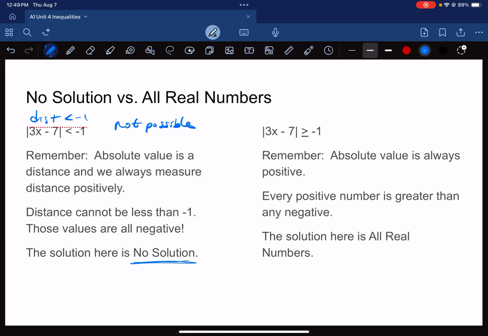Okay? This question over here says that absolute value, which is distance, is greater than or equal to negative 1. Well, since absolute value is always positive, every positive number is greater than any negative. So all real numbers are solutions there. So we could write our answers like this: all real numbers. Okay. No solution can be written like this, the empty set.